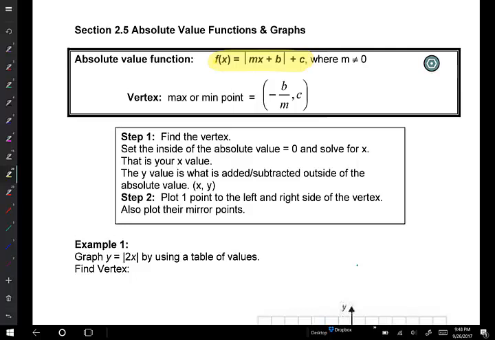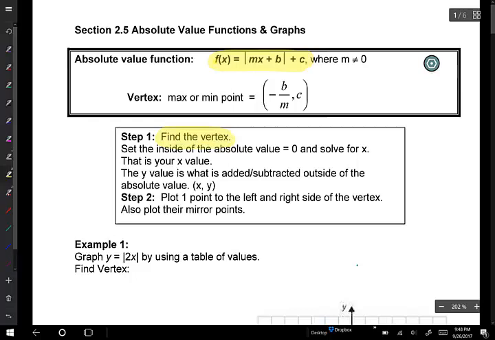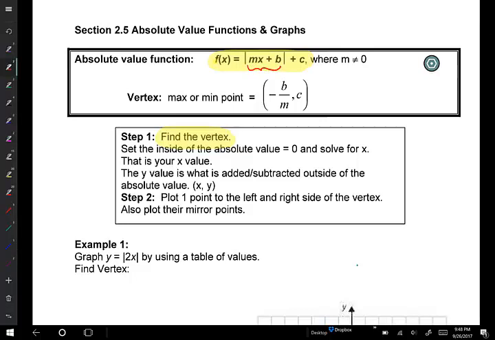But the first thing and the most important part of an absolute value function is to find the vertex. And the way we find the vertex is we set what's inside of the absolute value equal to 0. So this inside is that mx plus b. And then we solve that for x. And so that's going to be your x value. And then the y value is what's added or subtracted outside. So this y value, this plus c or this minus c, has to do with shifting things.